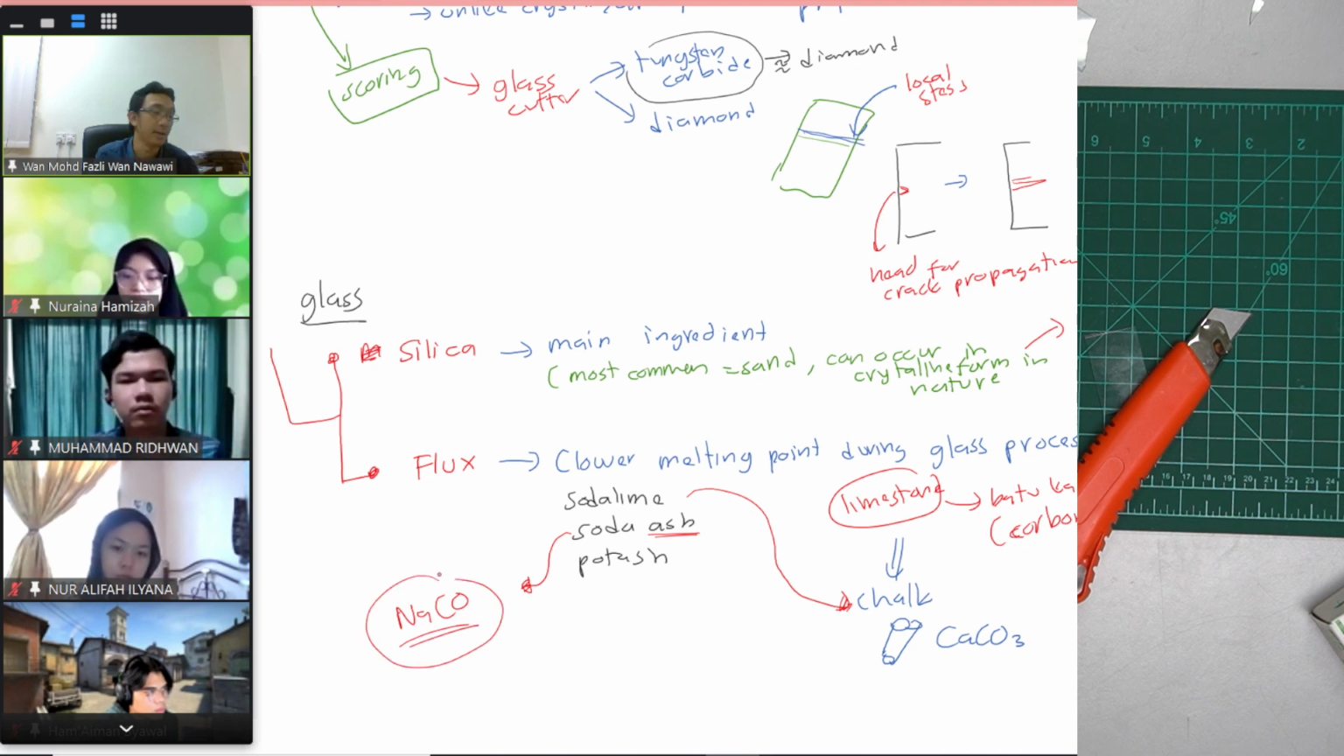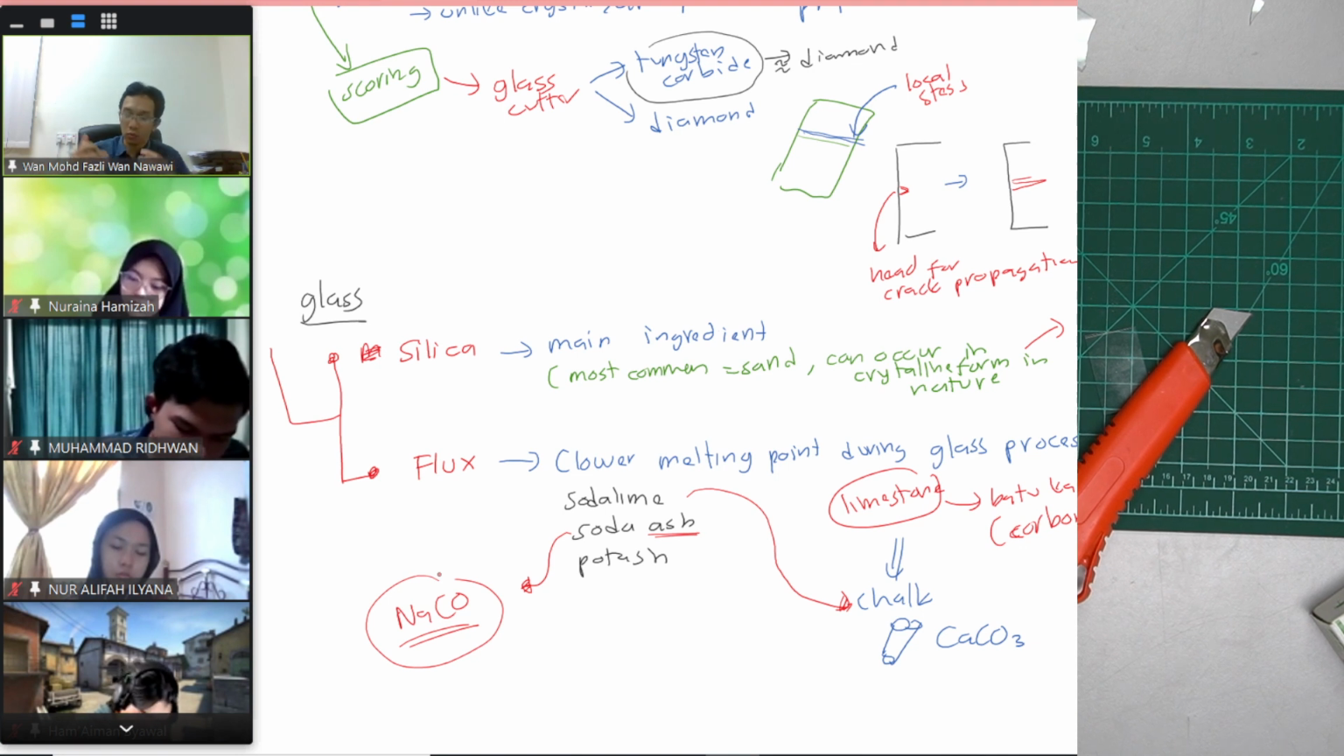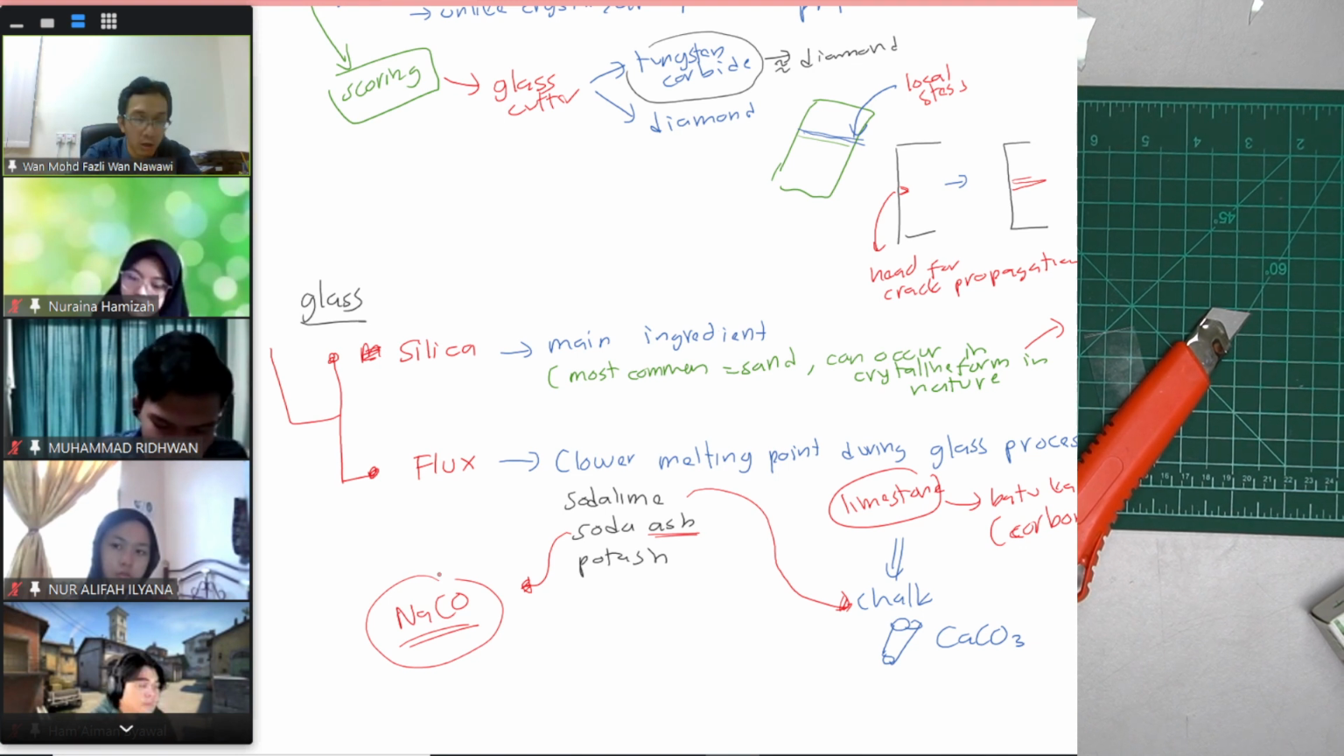So that's the idea of how they get the soda ash. Potash is basically potassium lah. Potash is potassium. So the idea of flux is to sort of lower the temperature of what we call the glass making process.